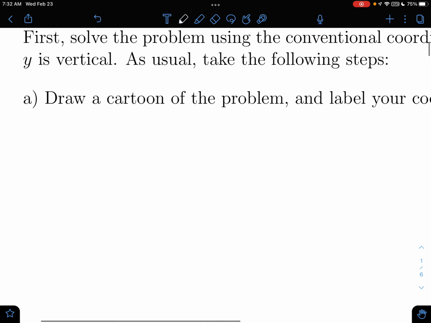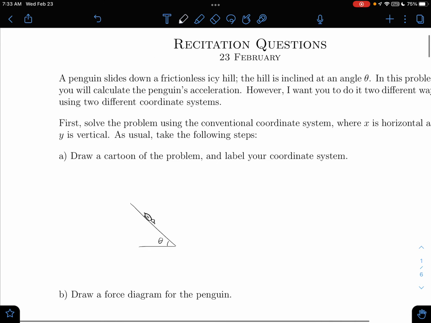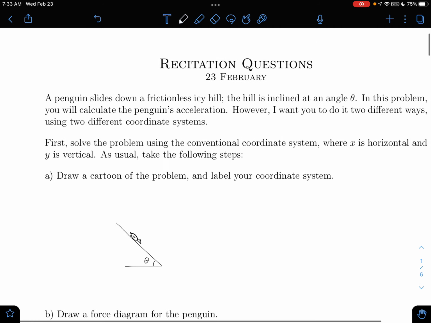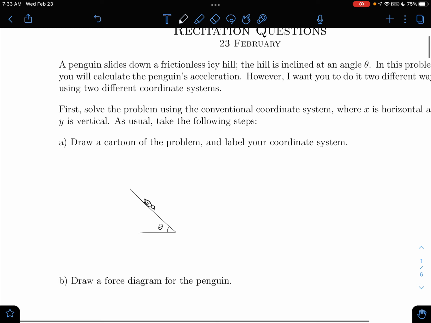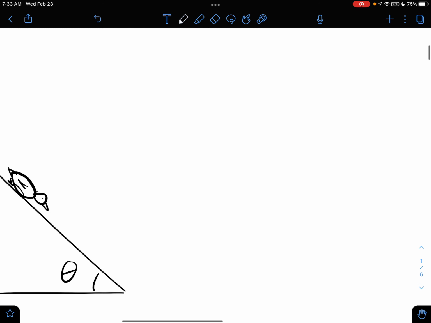we're going to draw a cartoon of our problem. So I'm just going to draw a penguin real quick. And there he is sliding down a hill. You know that hill's at some angle theta. Sliding down an icy hill, and now we're going to label our coordinate system. For this one, we're using our regular coordinate system where say that's positive x and this is positive y.